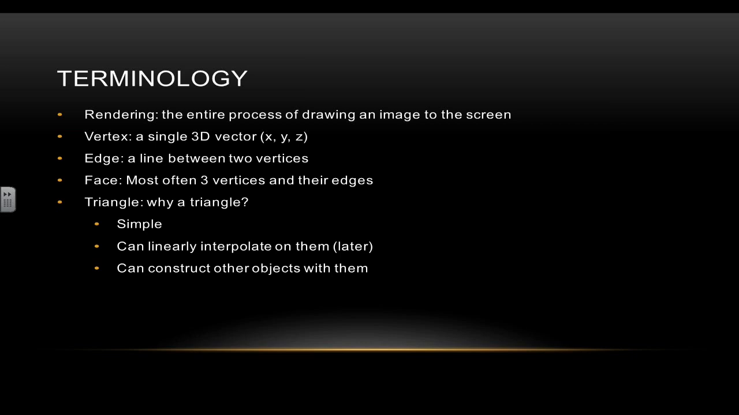Okay, so things that you probably have heard of. Rendering is the process of making the image, right? A vertex is a single 3D vector, so this could be a position or it could be a direction and that kind of stuff. But a vertex is a point. An edge is a line between those two vertices. A face is what? It's a shape formed by edges of vertices.